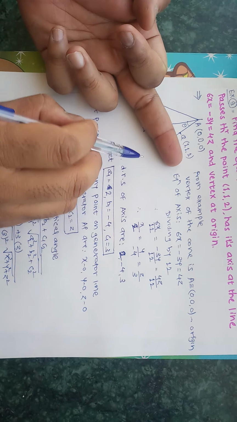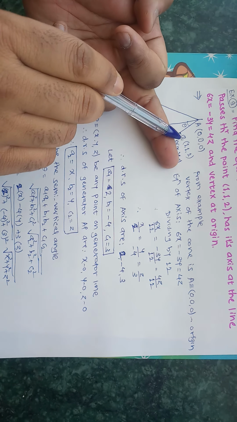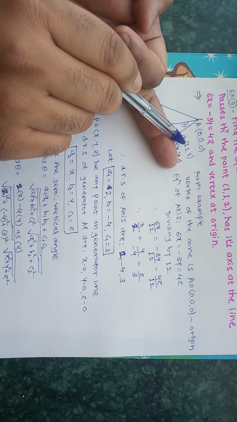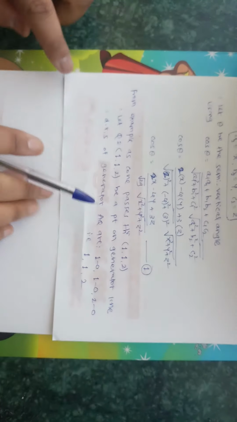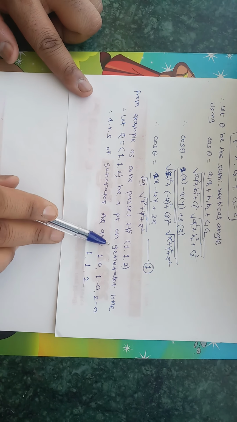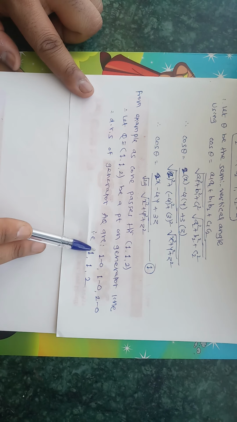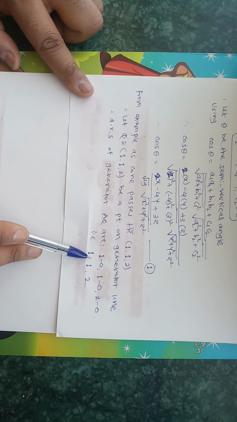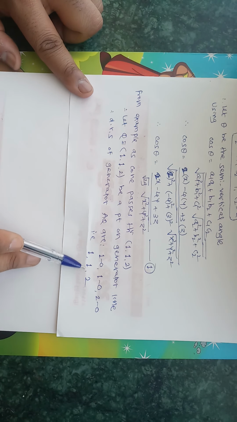So what will be the generator now? It is AQ, right? So the DRs of generator AQ are 1 minus 0, 1 minus 0 and 2 minus 0. I mentioned here Q(1, 1, 2) to be a point on the generator line. So the DRs of generator AQ are 1 minus 0, 1 minus 0, 2 minus 0, that means 1, 1, 2. So this will be A2, B2, C2 now.